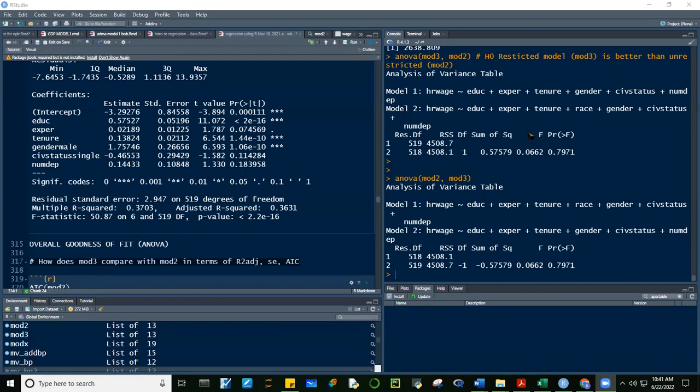Okay? Parang ano lang yan? Parang LM, hourly wage, regress on 1. Ibig sabihin intercept lang. So, isulat ko lang yun, ha? LM, hourly wage, tilde, 1. Ibig sabihin nito, guys, intercept lang to, no? And so this is a model on an intercept. No? Okay, data is equal to wage. Iraran lang natin to, ha? Pakita ko lang, no?